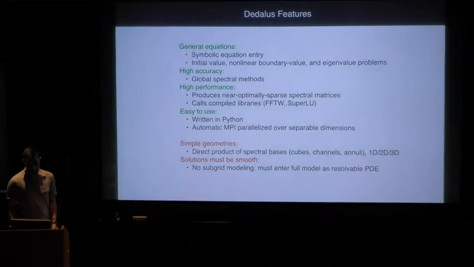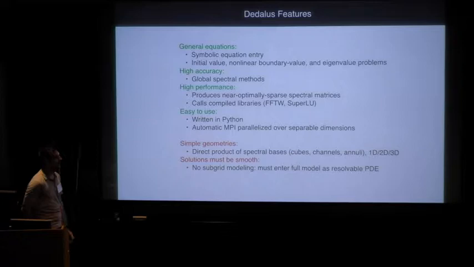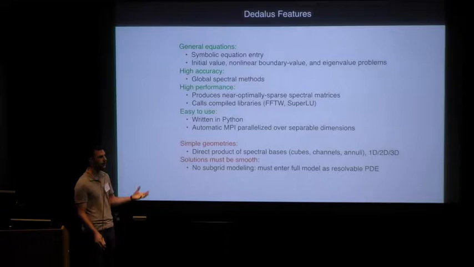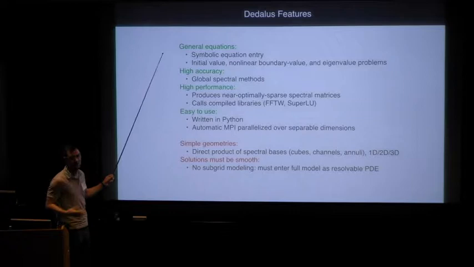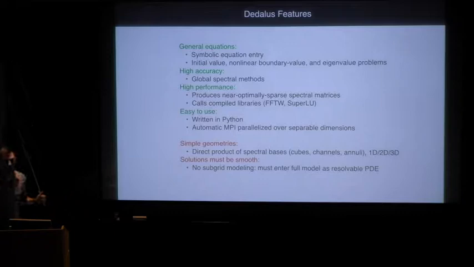So the point of the code, I guess, is to just provide a nice package for doing that exact procedure I just explained, to discretize general PDEs using these sparse spectral discretizations. The code actually has no built-in equations. You symbolically enter your PDEs, and it parses them into this system of sparse matrices. It can handle initial value problems, boundary value problems, and eigenvalue problems all in the same framework.